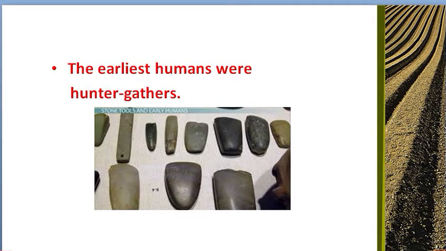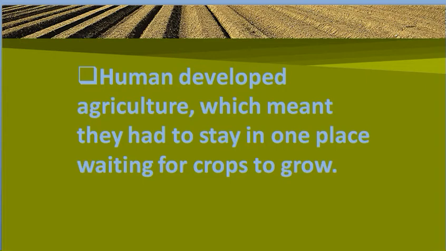In this slide you can see the earliest people were hunters and gatherers, and ancient humans discovered the idea of agriculture thousands of years ago. Researchers agree that the earliest humans were hunter-gatherers. Humans developed agriculture, which meant they had to stay in one place waiting for crops to grow. After this, villages and towns were formed.